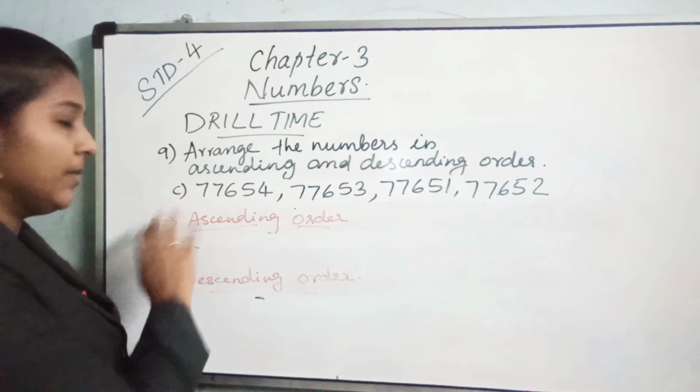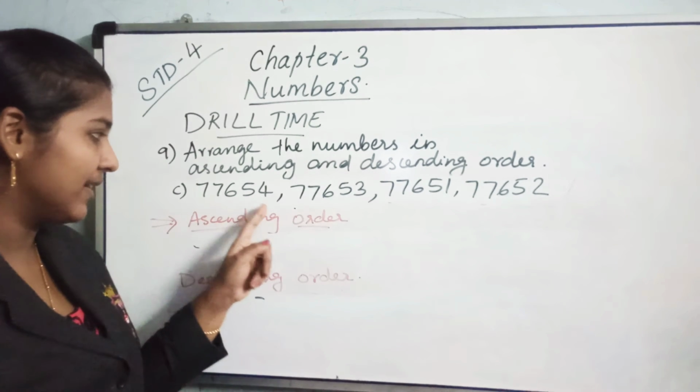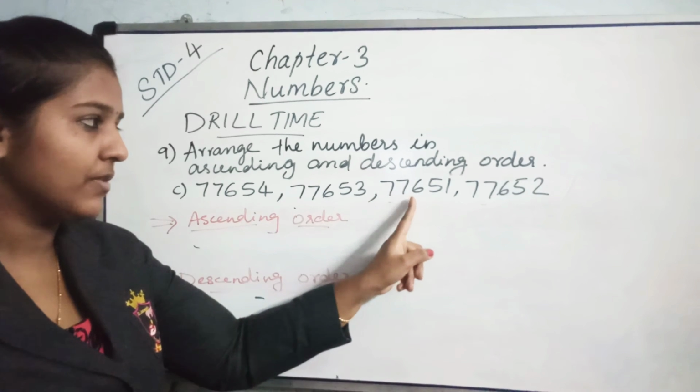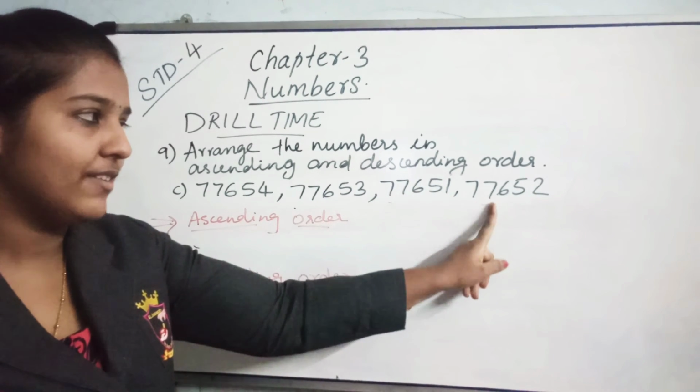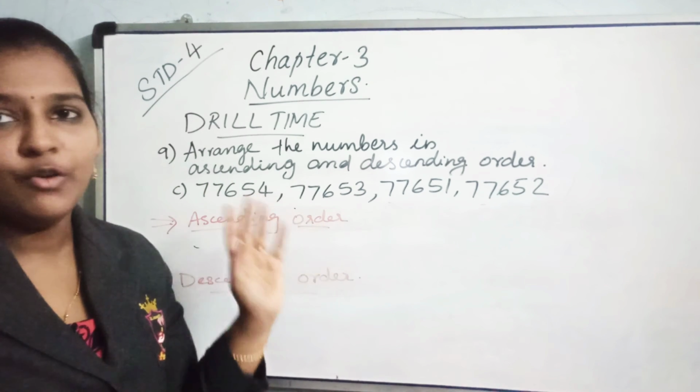Children, this is the C part question which is given in your textbook. That is 77,654, 77,653, 77,651, 77,652. Here you can understand all the numbers are 5-digit numbers.